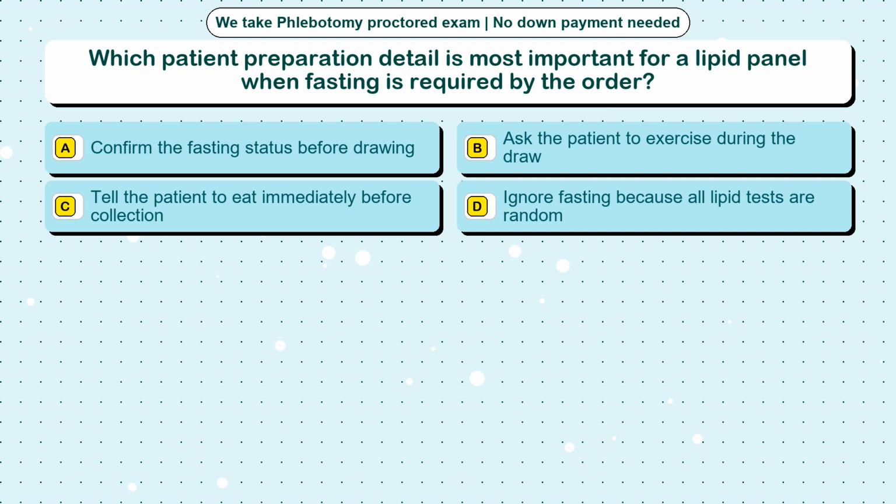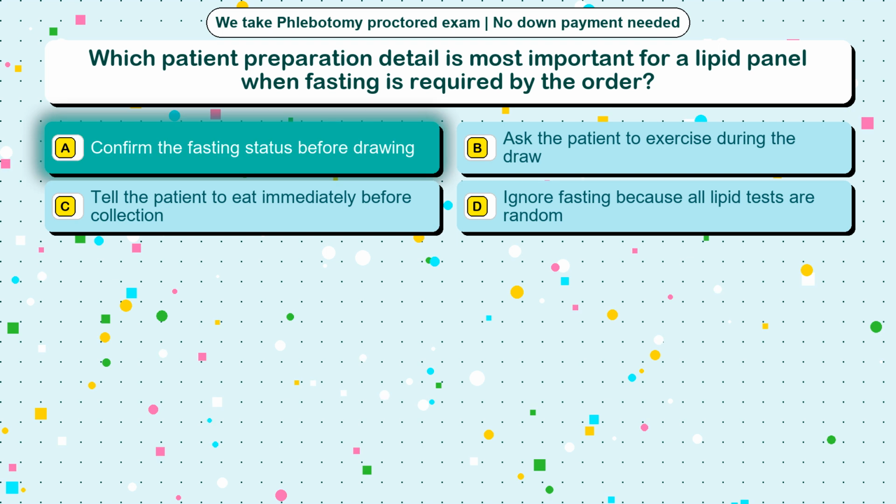Question 33. Which patient preparation detail is most important for a lipid panel when fasting is required by the order? Option A, confirm the fasting status before drawing. Option B, ask the patient to exercise during the draw. Option C, tell the patient to eat immediately before collection. Option D, ignore fasting because all lipid tests are random.